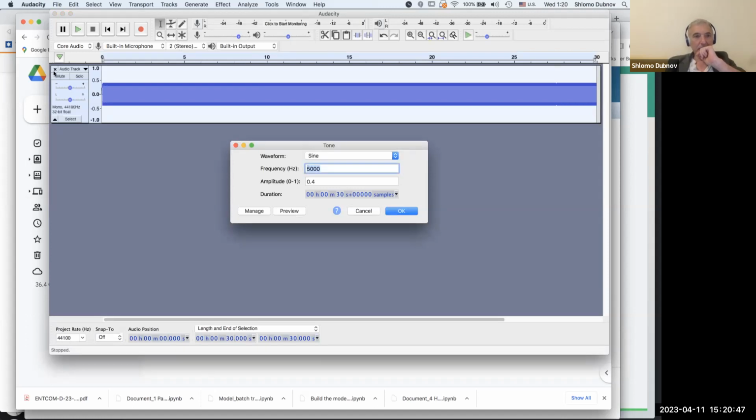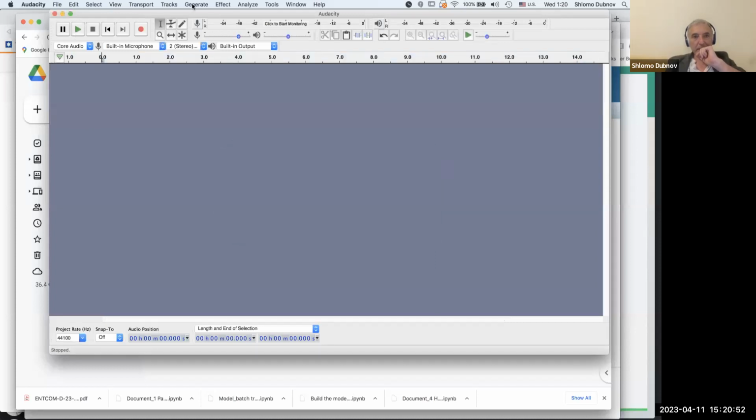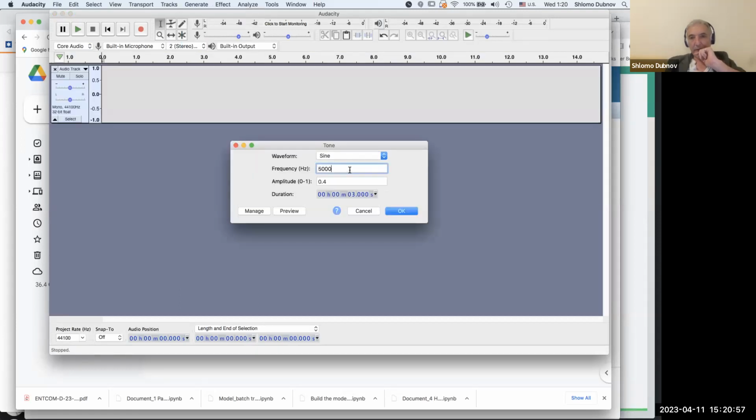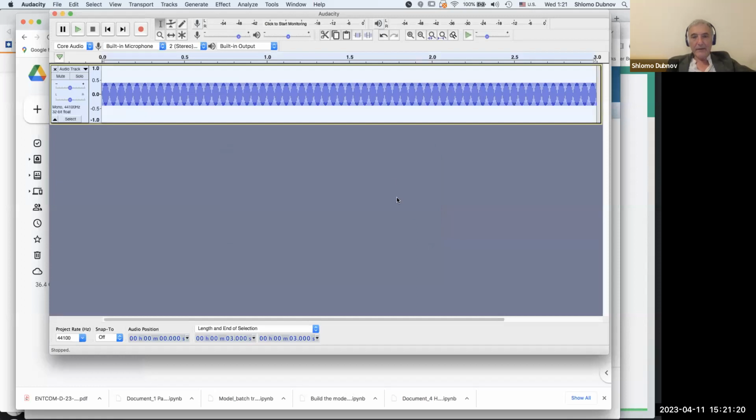Sorry. Generate something without planning. Okay, generate, let's say, an A. Let's say 220. We're taking an A, which is below the middle C. Okay. And duration, 3 seconds. Okay. So here we have a sine wave.